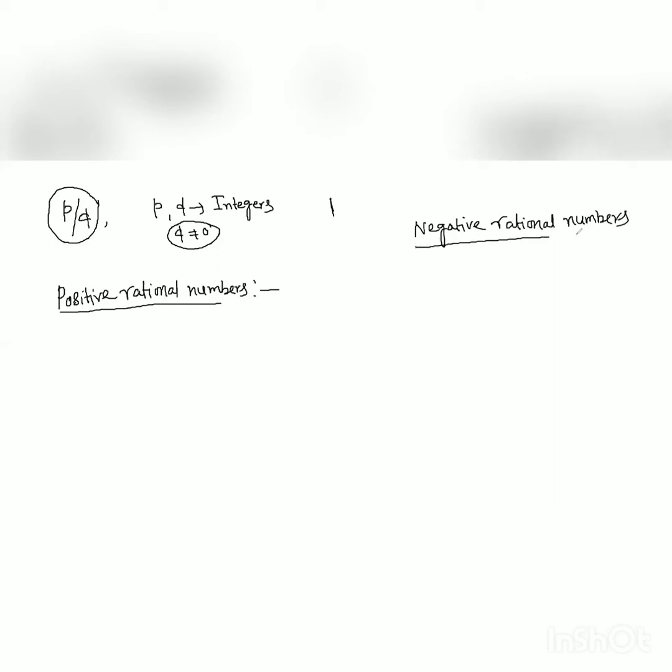Now see, in case of positive rational numbers, this p by q is the general form of a rational number where q not equal to 0. This condition is there. P and q both are integers. This is known as the numerator, as in case of fraction, and this is known as the denominator.